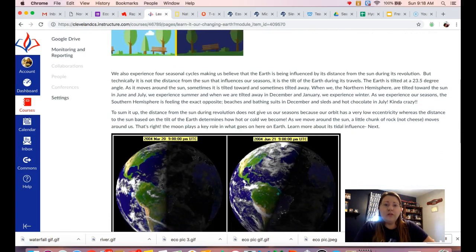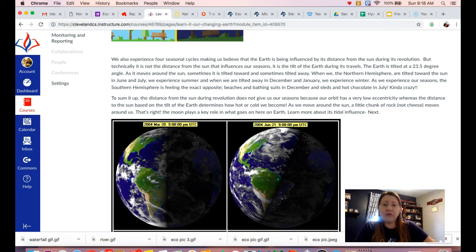So the seasons are generated by that tilt and the rotation of the Earth. Because the Earth is tilted, that allows for us to have our seasons. If the Earth wasn't tilted, then we would not have our seasons. So when it is summer in the northern hemisphere, then it's going to be winter in the southern hemisphere.